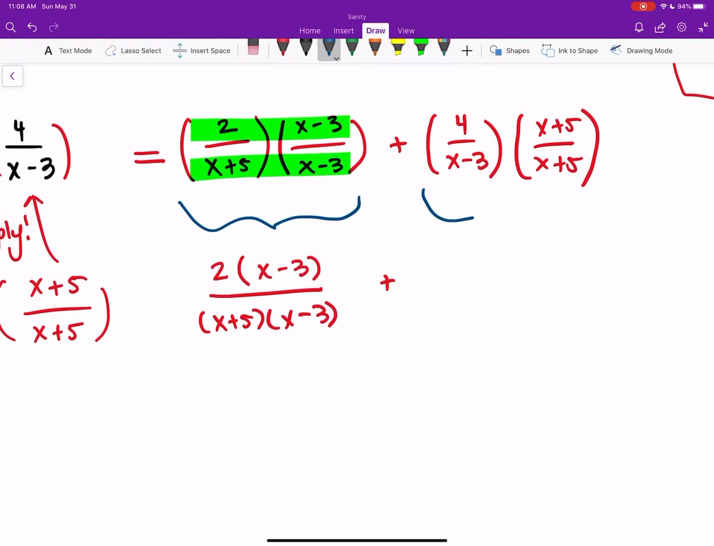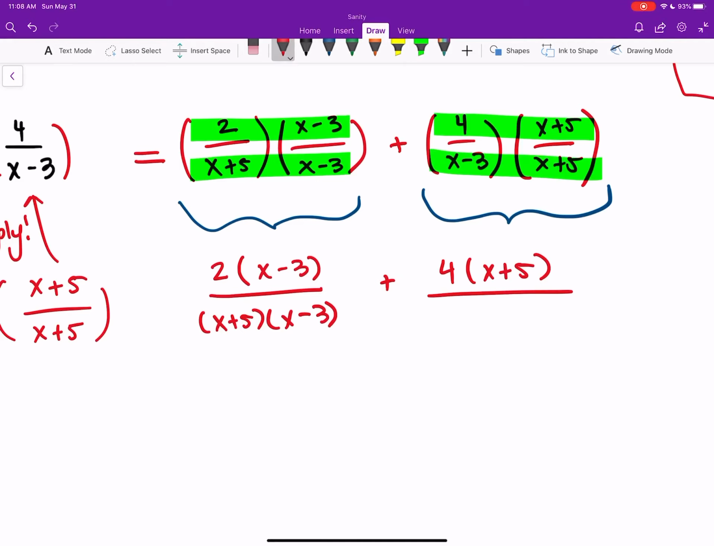Plus, now let's multiply the second term. Our numerator is 4 times x plus 5 divided by, and if we multiply through the denominator, we have x minus 3 times x plus 5. Now I can check and say, do I have common denominators yet? Yes, I do. In both of these fractions, I have x minus 3 times x plus 5, or x plus 5 times x minus 3. They're the same thing, even though they have a different order. These are still what we consider common denominators.